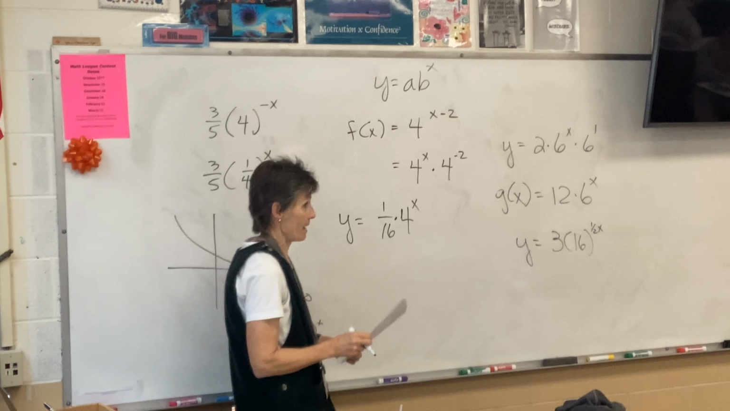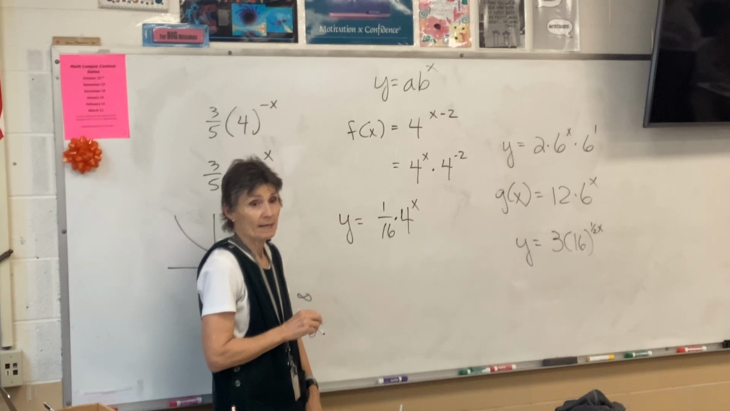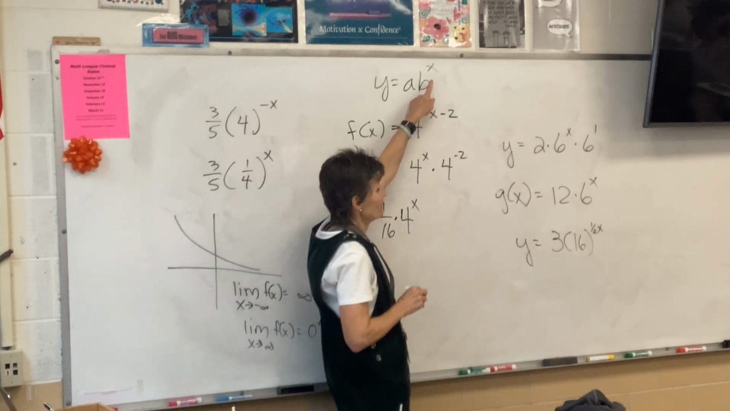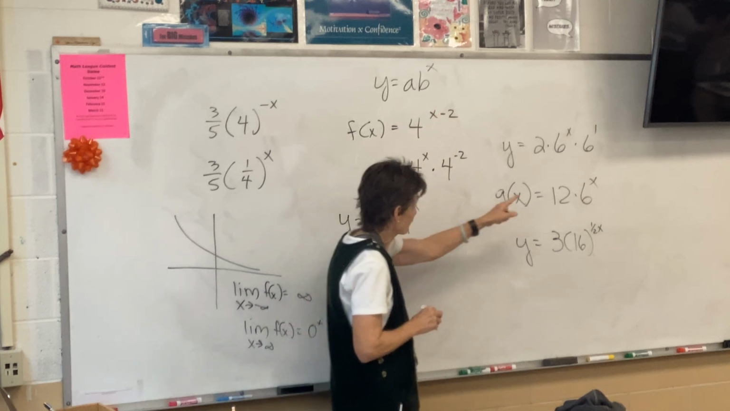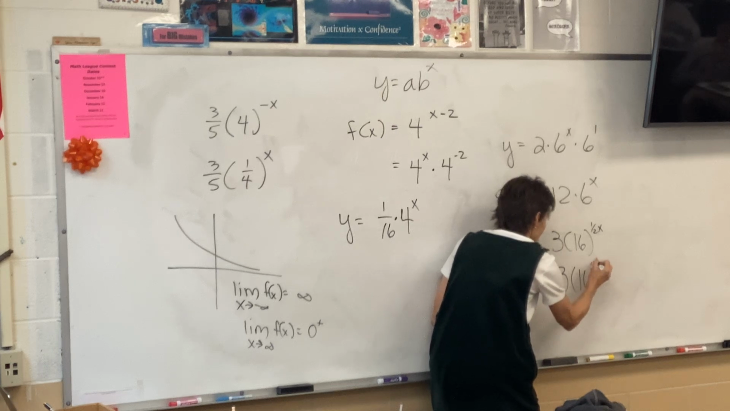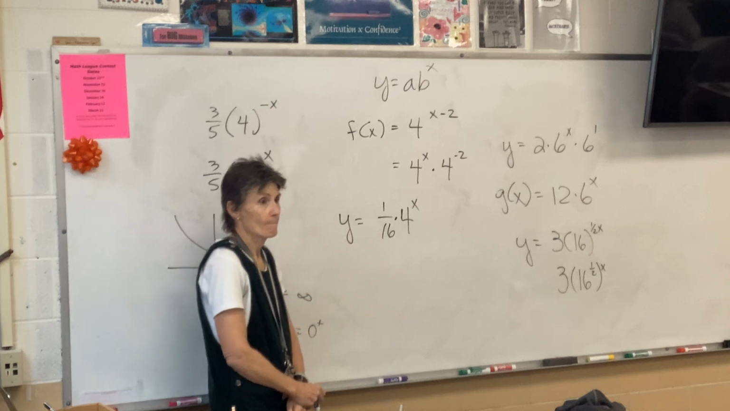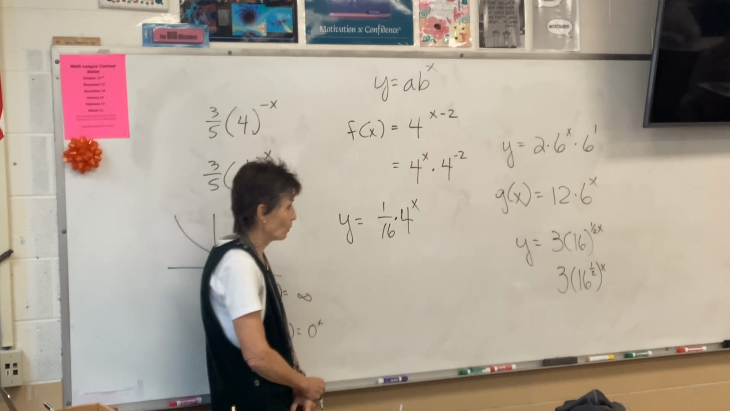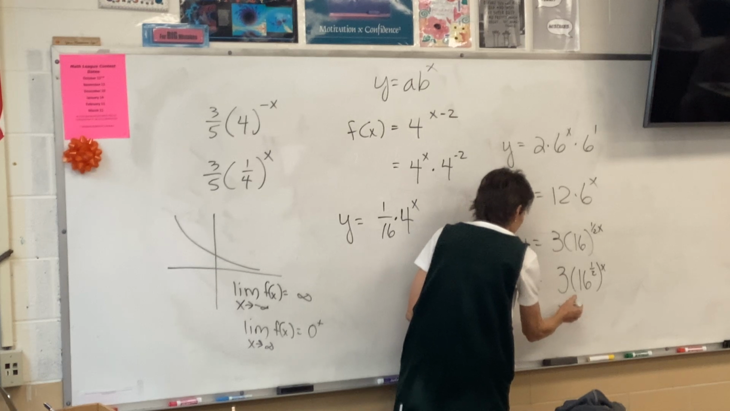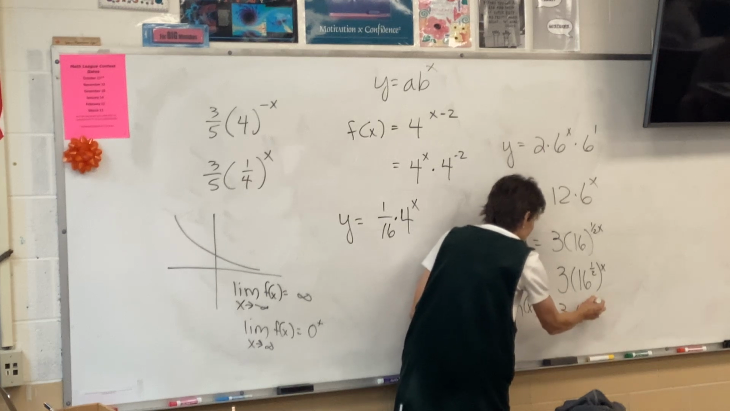This does not have a horizontal translation, but I do have to fix the exponent, because I need my exponent to be x. So remember, this would be the same as this, wouldn't it? And what's 16 to the 1/2? 4. So your function is 3 times 4 to the x.